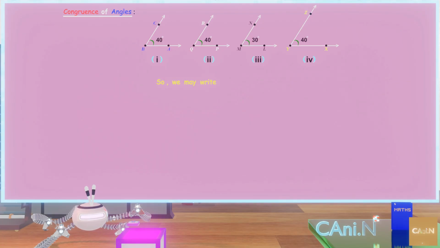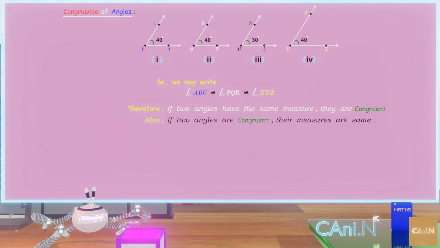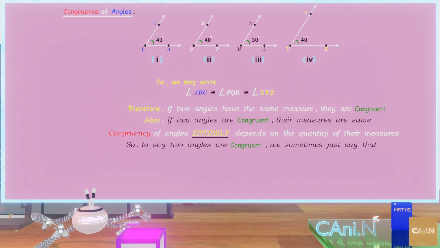So, now we may write angle ABC is congruent to angle PQR is congruent to angle XYZ. Therefore, if two angles have the same measure, they are congruent. Also, if two angles are congruent, their measures are the same. Congruency of angles entirely depends on the quantity of their measures. So, to say two angles are congruent, we sometimes say that the angles are equal.